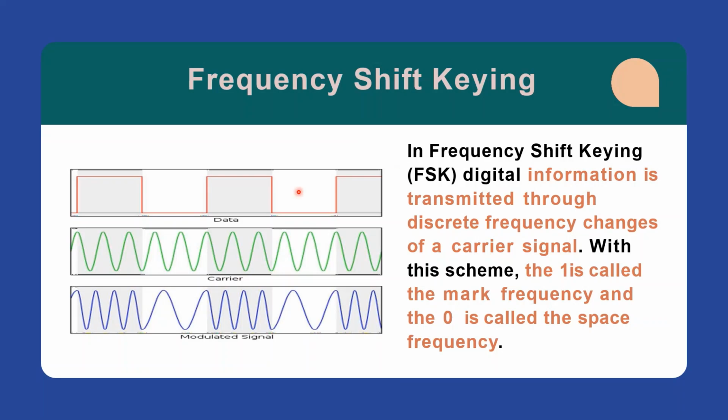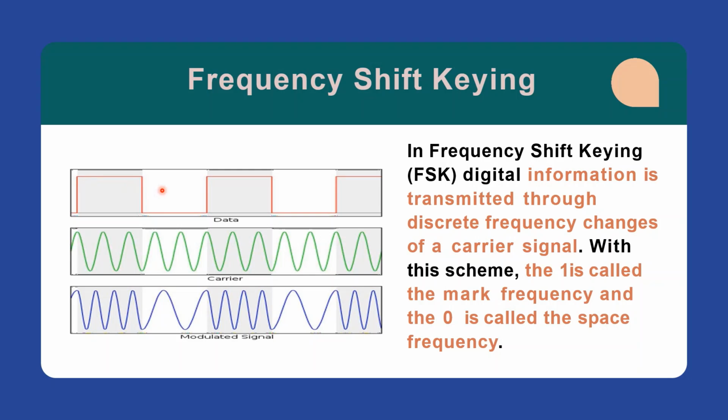To solve frequency modulation, we must know about frequency shift keying, or FSK. In FSK, the digital information is transmitted through the discrete frequency change of a carrier signal. In this scheme, the 1 is called the mark frequency and the 0 is called the space frequency.